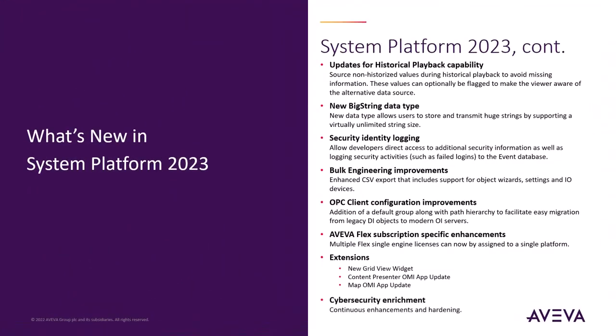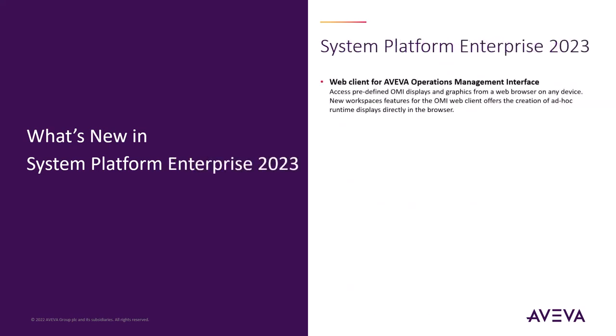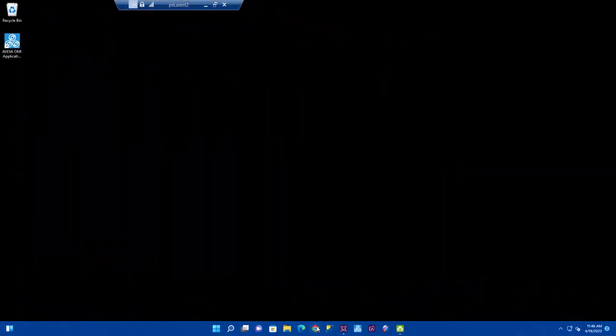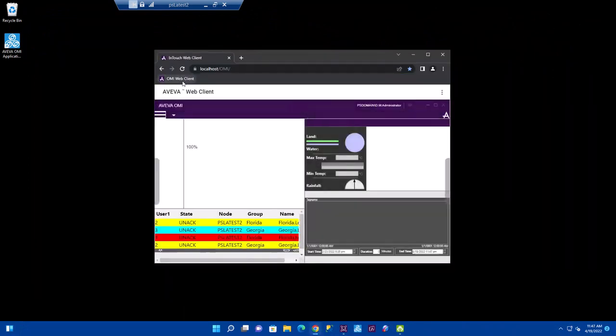As always, we continued our commitment to harden the software and provide our customers with a safe and secure product that they can use with confidence. This release of System Platform also has an Enterprise Edition. This is targeted for our customers who require a comprehensive enterprise visualization product. For our enterprise customers who want to implement Unified Operations Center, System Platform Enterprise now includes an OMI web client.